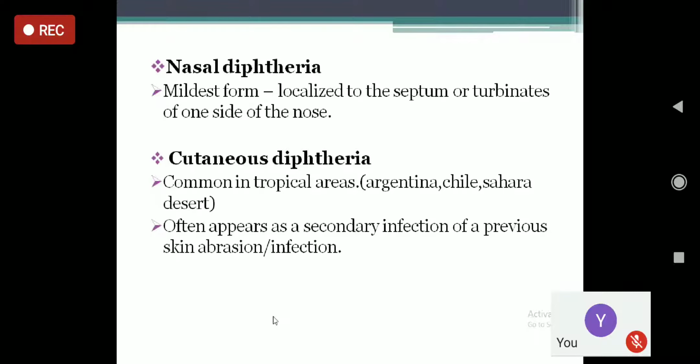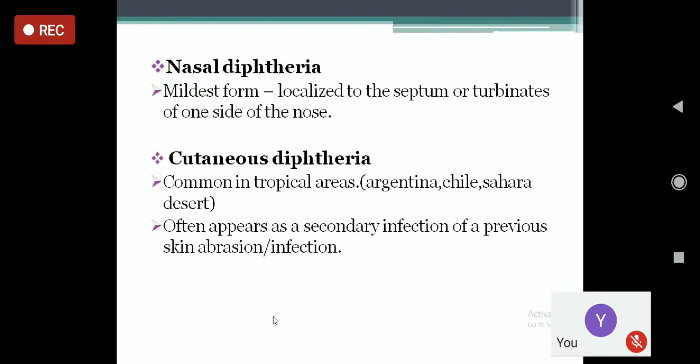So it just affects the septum or terminus of one side of the nose only. So it's the very, very mildest form. And cutaneous: the person will develop mild common cold-like features, or fever, and nothing more than that. Cutaneous diphtheria. Cutaneous means when they affect the skin.